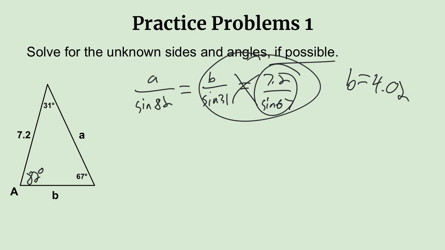So then same thing, we do this one with this one, where we're going to end up multiplying that 7.2 over sine of 67 times the sine of 82. And we'll get a equals 7.75. Formulas will tell you how to round. Or at least, hopefully.